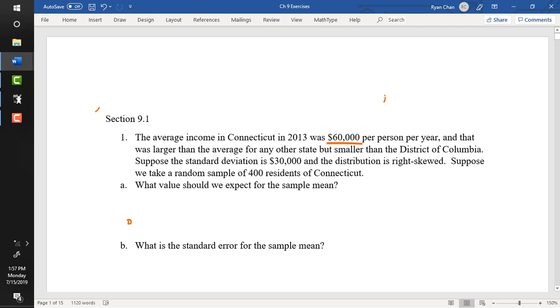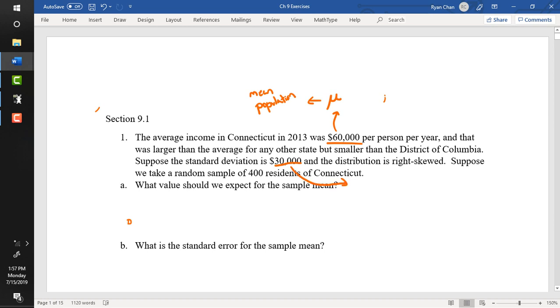So we're doing mean, but we're doing mu. Why is that? Because this is the mean of the population. So it's not X bar. X bar is the sample mean. And then what is this 30,000? It is the standard deviation.